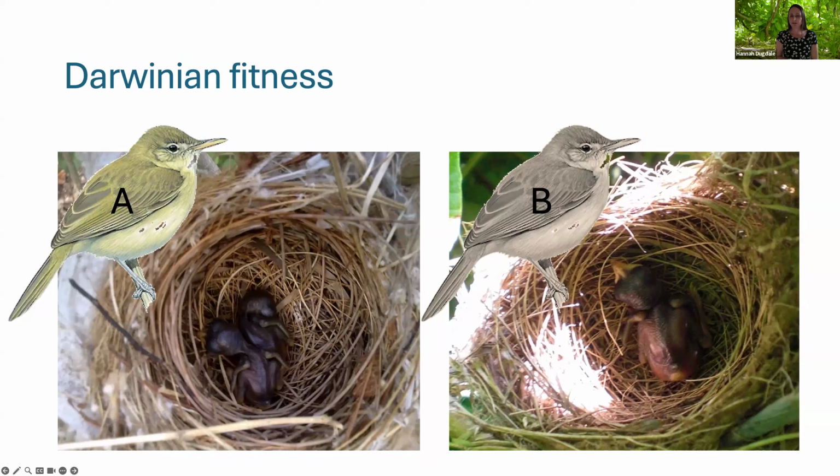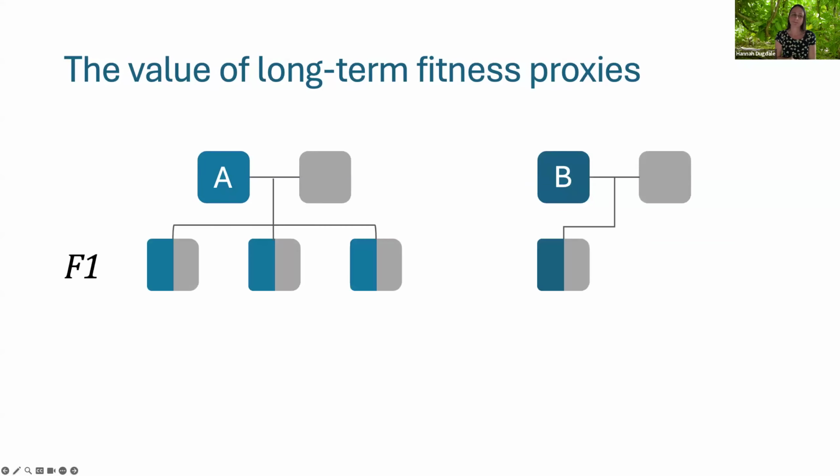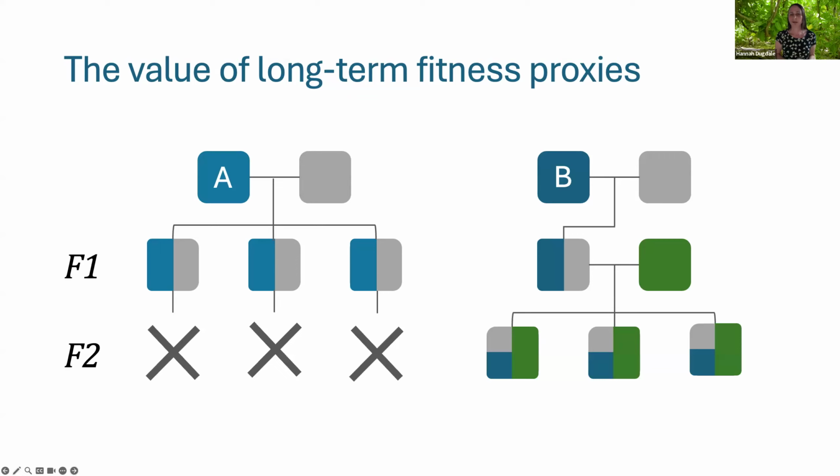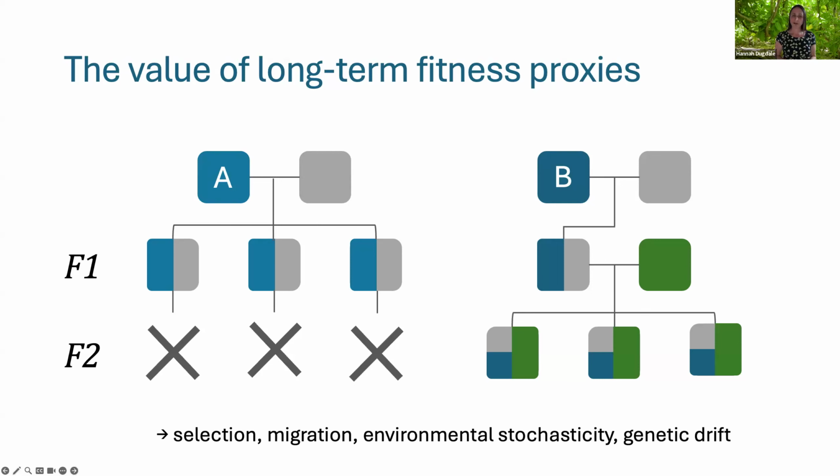And in the wild, it's often very difficult to measure the absolute contribution of individuals in terms of long-term genetic contributions. So we often use these short-term proxies, in terms of how many offspring they've produced in a single breeding season. But we don't know how well they correlate with individual genetic contributions. They might not correlate very well because, for example, if individual A produces 3 offspring in their lifetime, and individual B produces 1 offspring, we would say that individual A has higher fitness than individual B. But it could be that individual A then doesn't produce any grand offspring, whereas individual B might produce 3 grand offspring. So the fitness measures can vary depending on how many generations you're looking over. And this can vary because of many factors. It could be due to selection, migration, environmental stochasticity, and genetic drift.